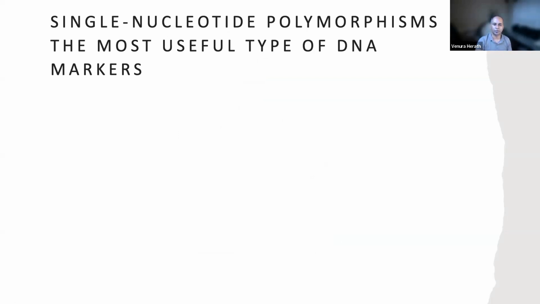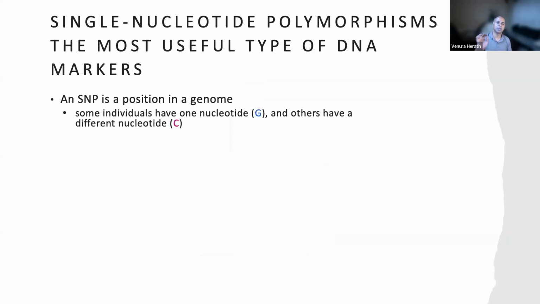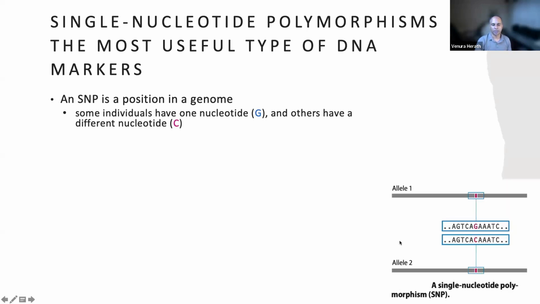Okay, I'm pretty sure you already know what a SNP is. A SNP is basically a position in your genome. If you take one small fragment of your genome, there can be variation at a single nucleotide. Maybe one of you has G and maybe I have C. So that means there's a difference, and these are what we call SNPs. If you look here, at allele 1 and allele 2, those who carry allele 1 have G, and allele 2 has C.